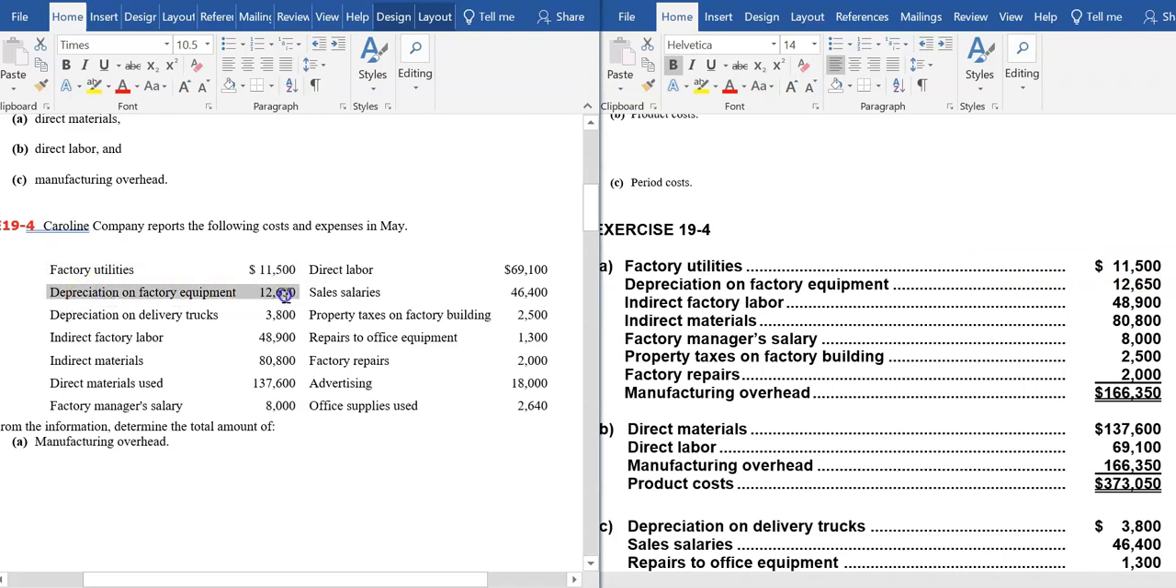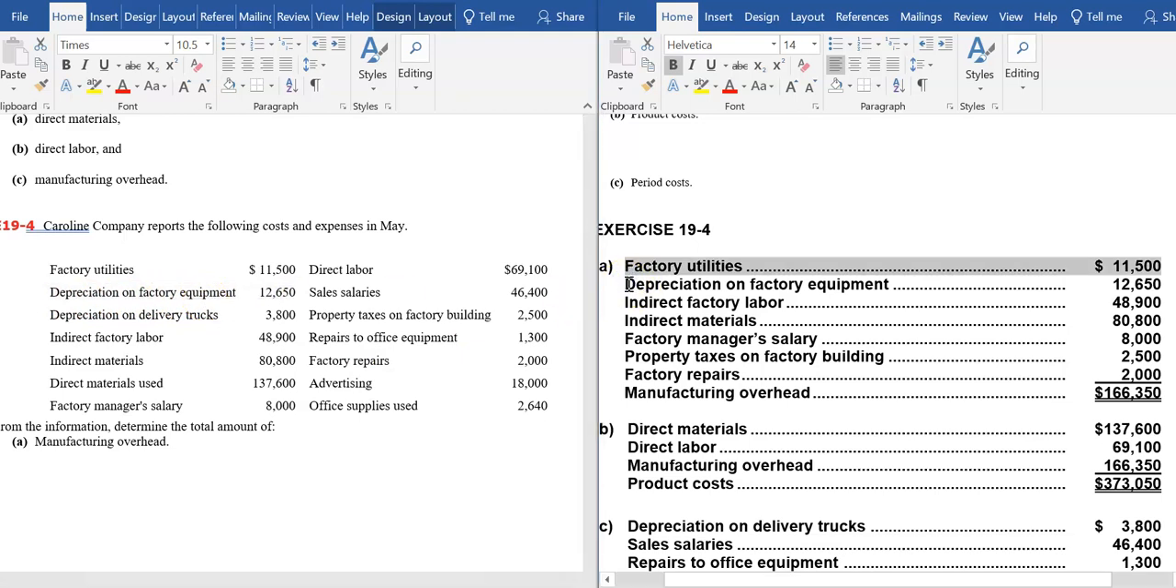Depreciation on factory equipment. It is an indirect cost of making the product. Thus, it is also a manufacturing overhead cost.